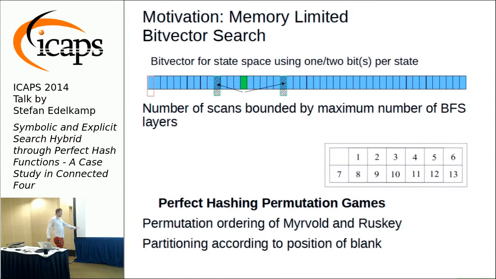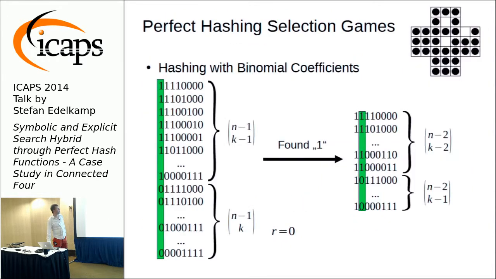In permutation games like the 15 puzzle, you can explicitly work on that function. We call it ranking and unranking. There are efficient functions to map a 15 puzzle state to an index and vice versa. So it's between 0 and n factorial. And you have to be careful with the blank.